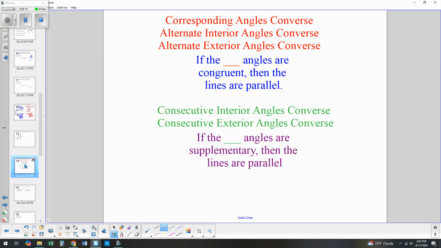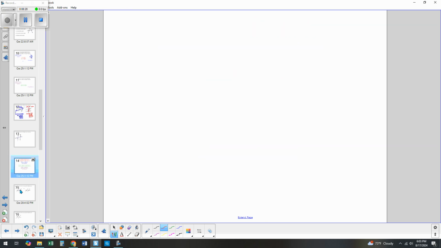So now we have some phrases here that are new. The end of these are not called theorem or postulate, but they're all called converse. So let me just talk for a second about a converse. Converse is the reverse of a statement. So if you had a statement like, if it is raining, then the game is canceled.